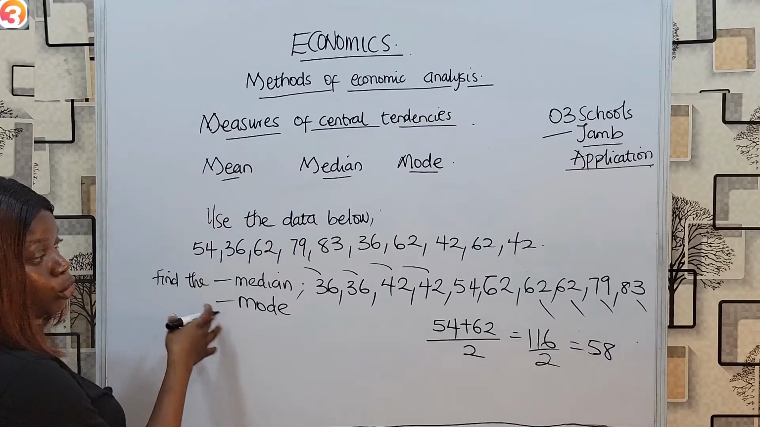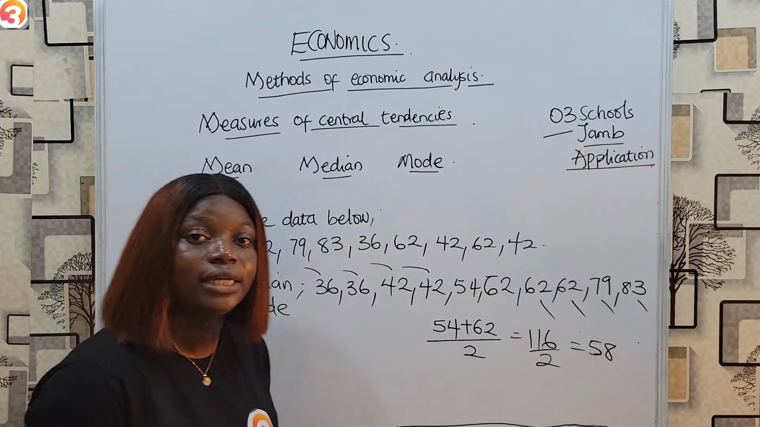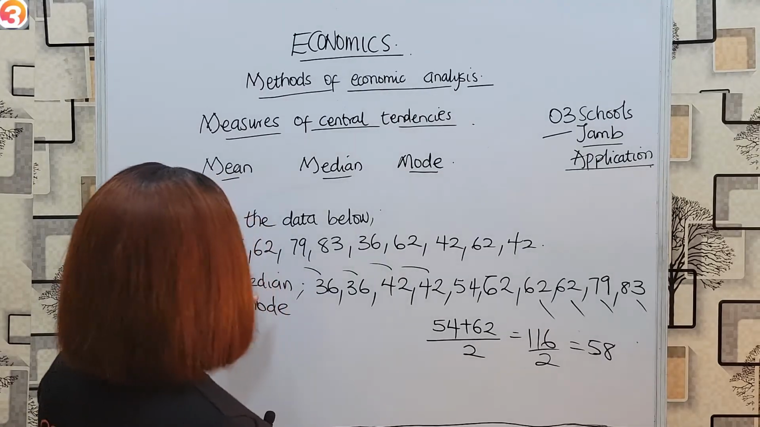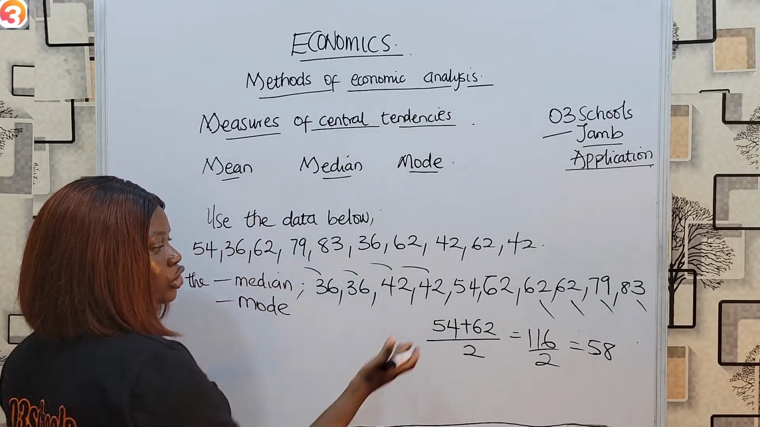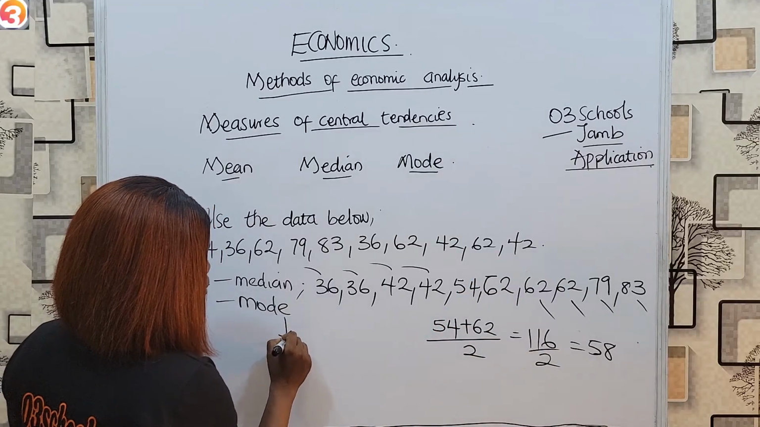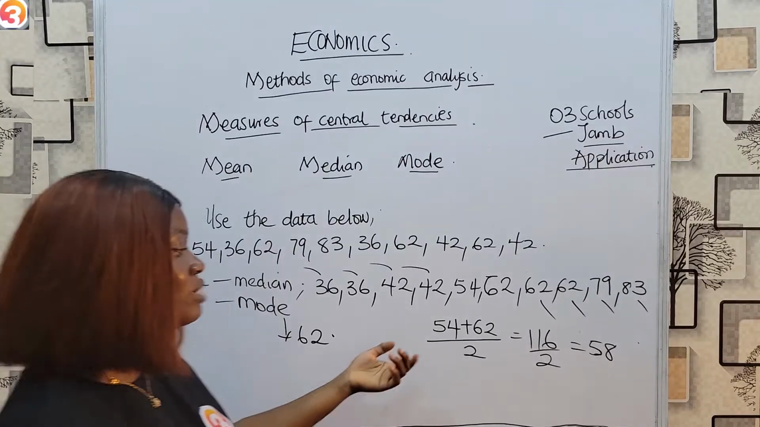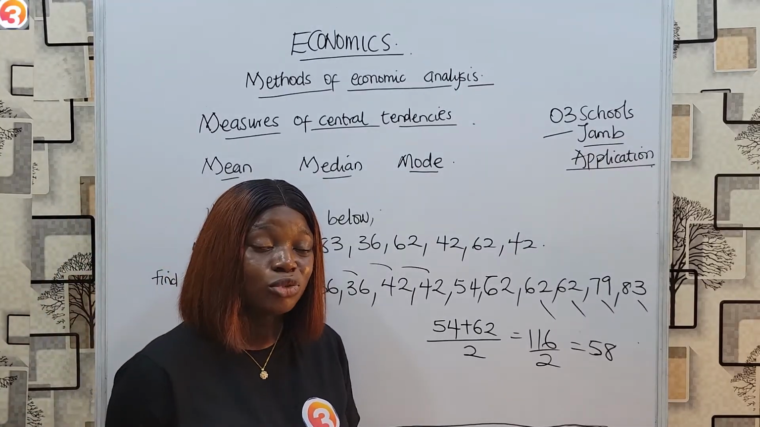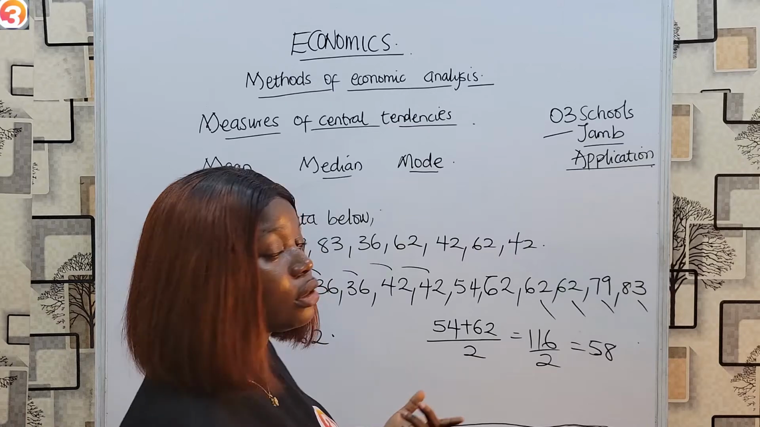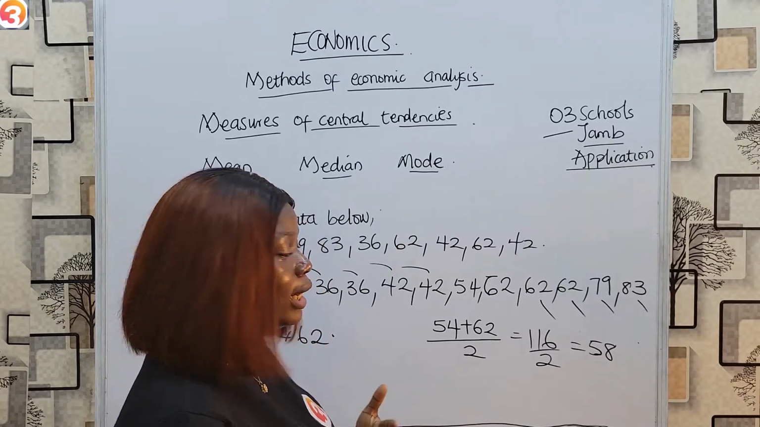The mode is simply the number that appears the most. One number appears the most here, 62, because it appears 3 times. So mode is equal to 62. Very easy and simple. You should not spend more than a minute solving a question like this.